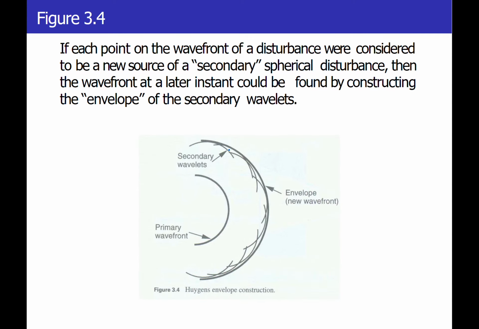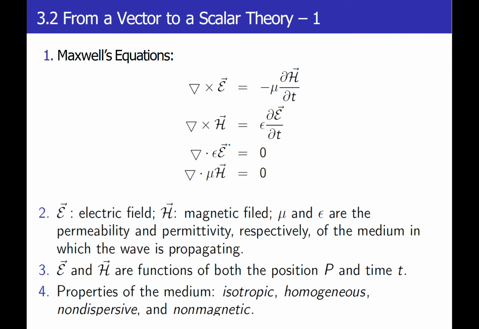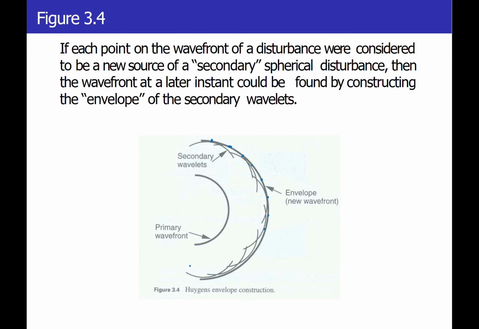So each point on the wavefront of a disturbance is considered to be a new source of a secondary spherical wave, such that we have a wavefront coming in, and each point of the wavefront is in fact a kind of light source, or point-like source. That is the main idea we keep in the diffraction theory. We call it Huygens principle.